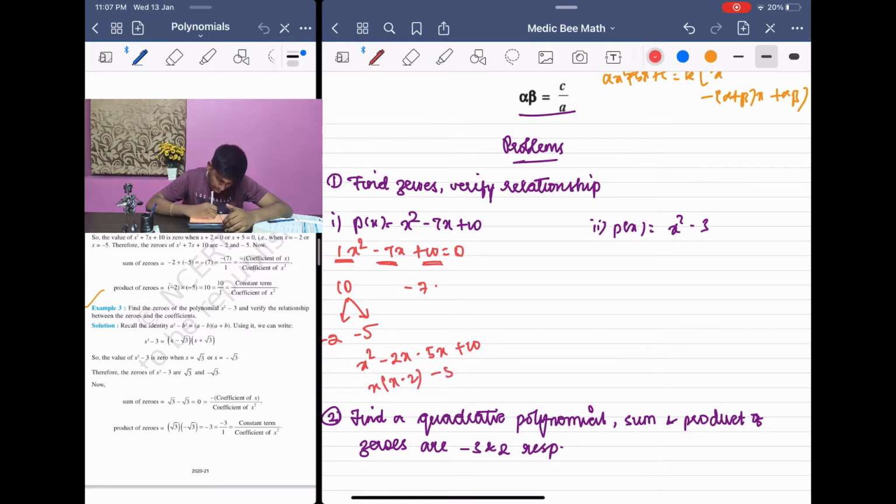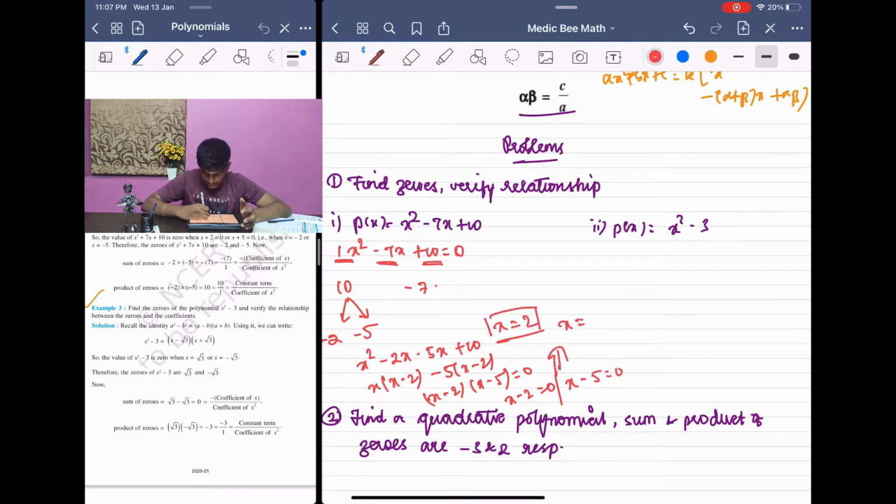And taking -5 common gives x minus 2. Now taking x minus 2 common, x minus 5 remains. Equate this to 0. The product of two numbers is 0, so one of them should be 0. So x minus 2 equal to 0 or x minus 5 equal to 0. So this leaves x equal to 2 as one root, x equal to 5 as the other root. Now alpha equal to 2, beta equal to 5.